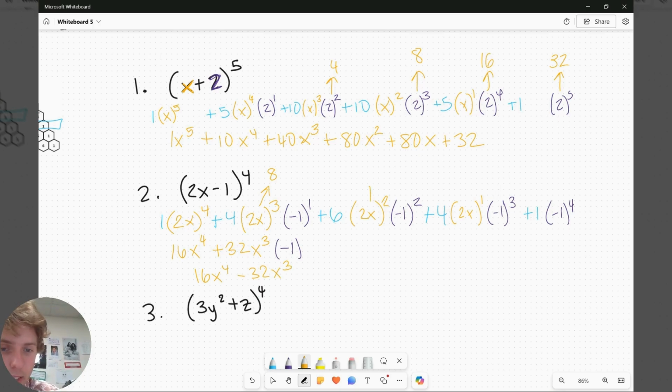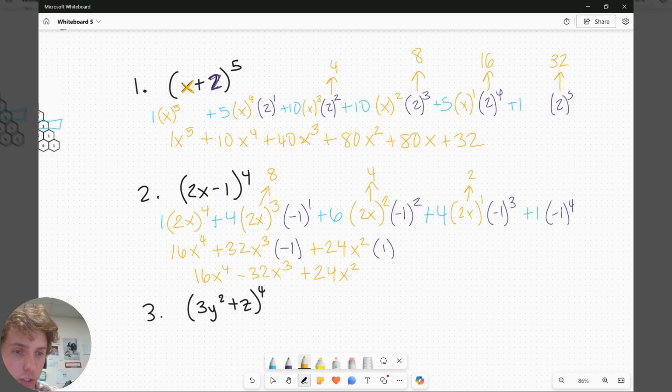Okay, let's see the next one. 2 squared is 4. 4 times 6 is 24x to the second. Negative 1 squared is just positive 1. So I'm going to add 24x squared to that. Multiplying by 1 is not going to change it.